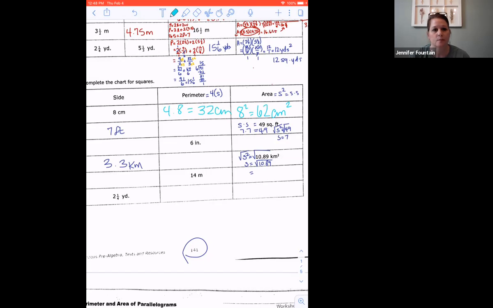Okay, our next one, we had already solved that we had 7 feet. We walked through that when we said, if I've got area and area is side squared, that means I have a number squared equals 49. We already talked about that 7 squared is 49, so each side is 7 feet. Now we do 4 times 7, which is 28 feet. And they had already told us the area.